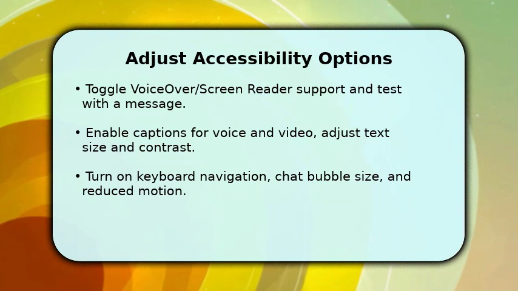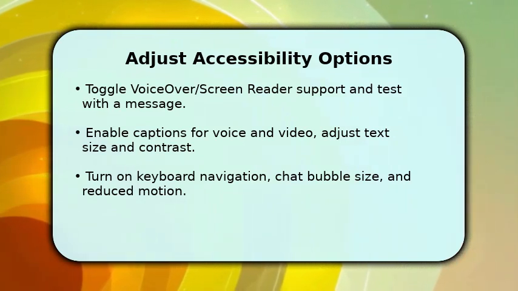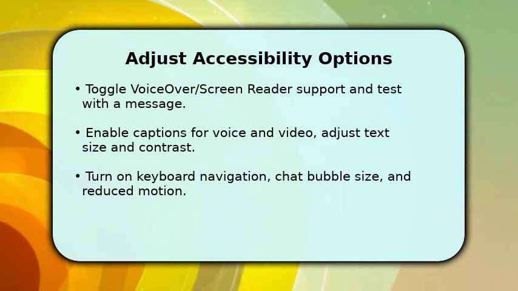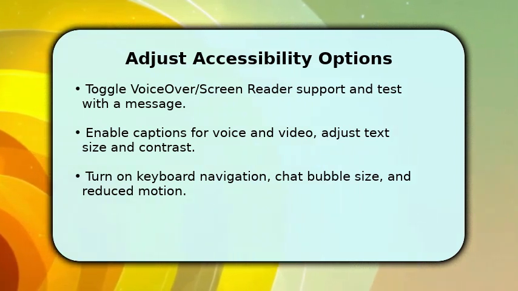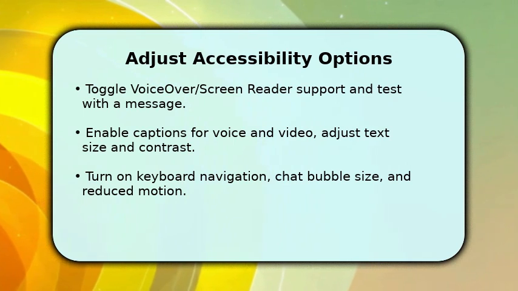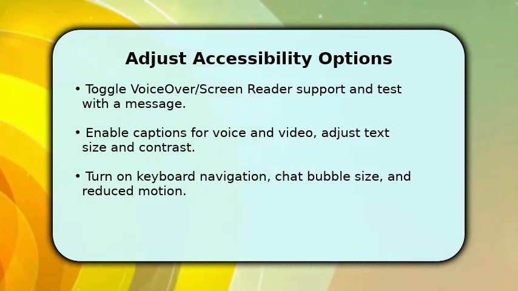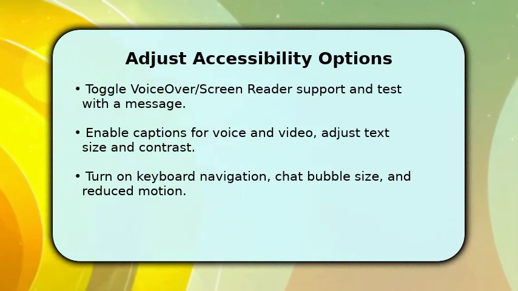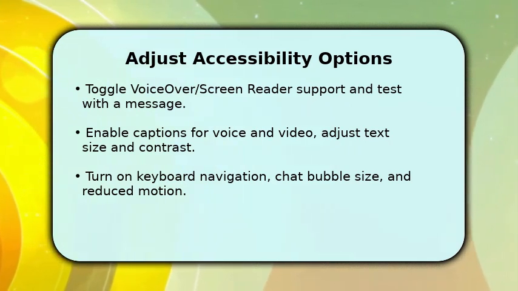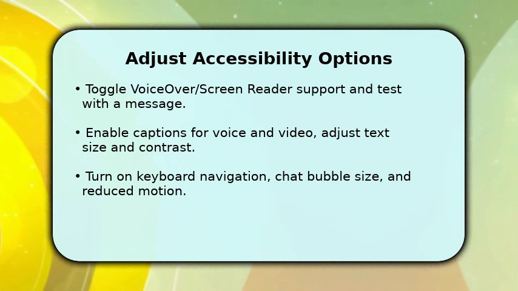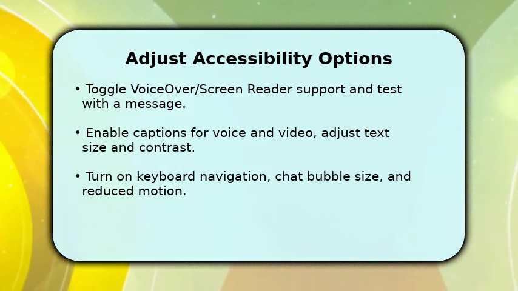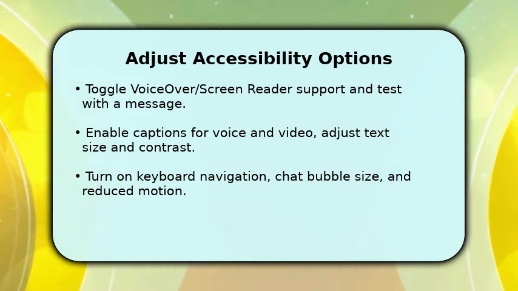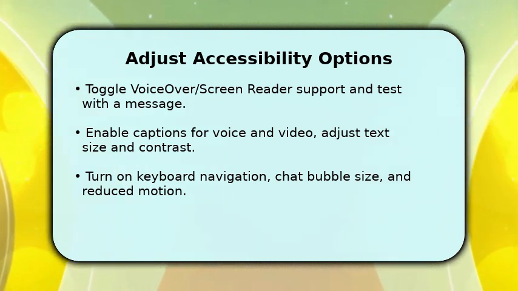Once you're in accessibility, start with toggles that change interaction. Turn on screen reader compatibility so spoken feedback works in chats, and enable captions for voice or video messages so text appears. Then adjust text size and contrast to improve legibility, and enable keyboard navigation or larger chat bubbles if you use external keys or need bigger touch targets. Make changes one at a time and test by opening a recent conversation to confirm the effect.